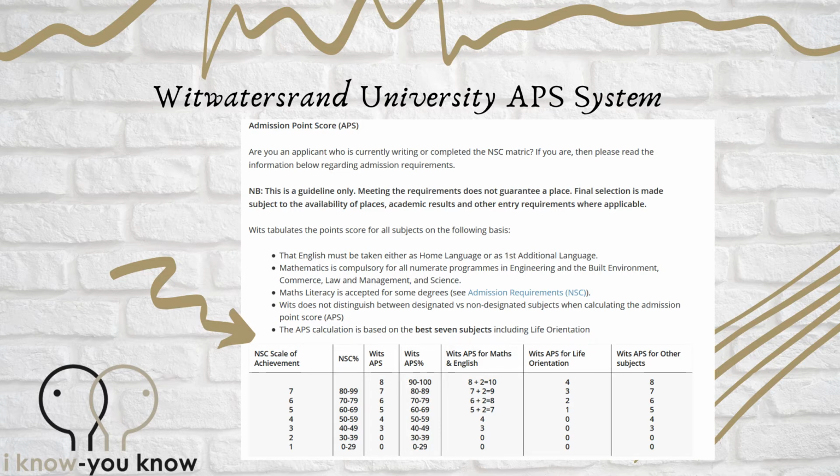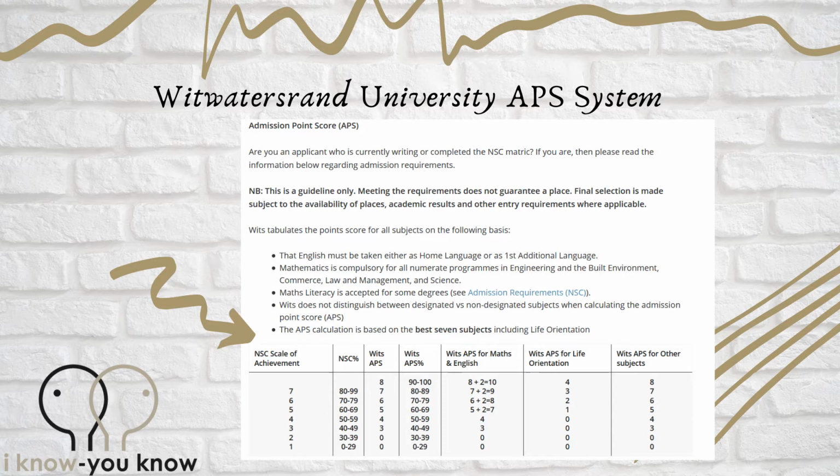So looking at Wits, you will see that on this table, firstly on top of the table, the last bullet point says that the APS calculation is based on the best 7 subjects. So that's the first difference. Other institutions have said they take the top 6. Here they're saying they take the best 7 subjects, including life orientation. So that's the second difference, where other institutions exclude life orientation in the APS calculation. Wits actually includes life orientation.